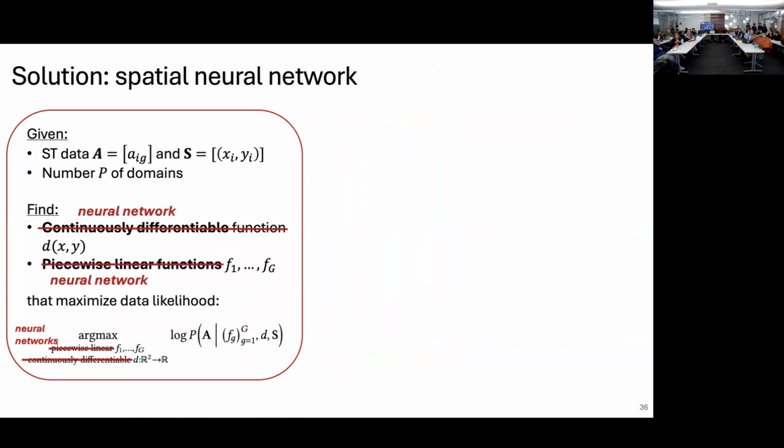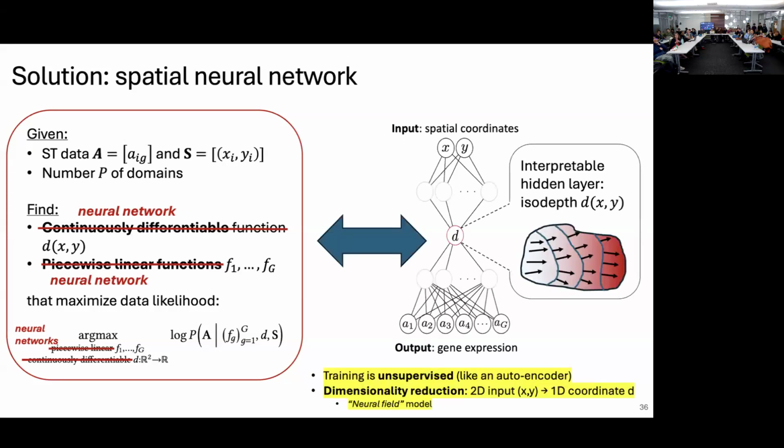The neural networks are known to be very good approximators for functions. And if you kind of work through the math, I won't go through the details here. It turns out if you assume that these isodepth and these piecewise functions are neural networks, this is actually equivalent to training a very specific kind of neural network. So this is a neural network where the input are your spatial coordinates x and y, and your output is your gene expression. But this neural network had one hidden layer in the middle that has a single node. And so this single node is what we call our isodepth function.